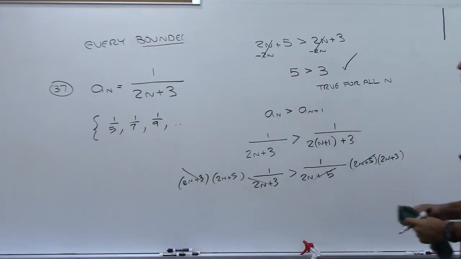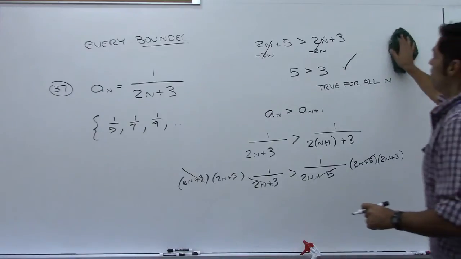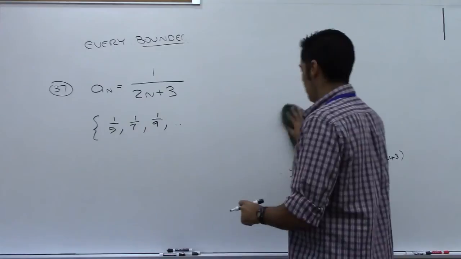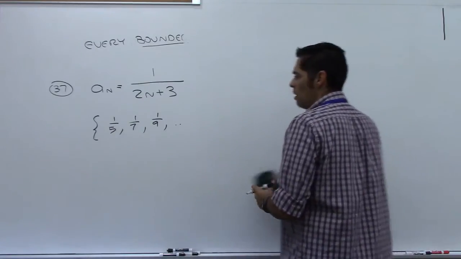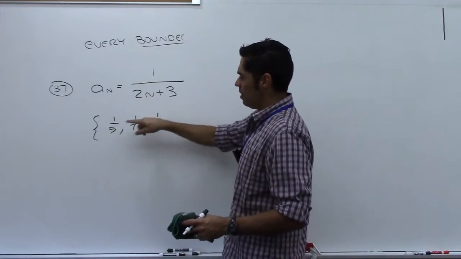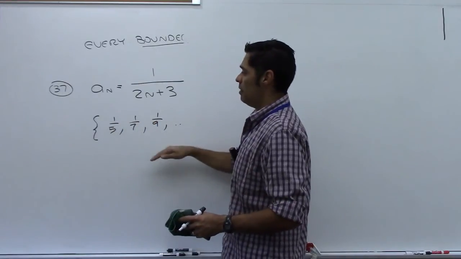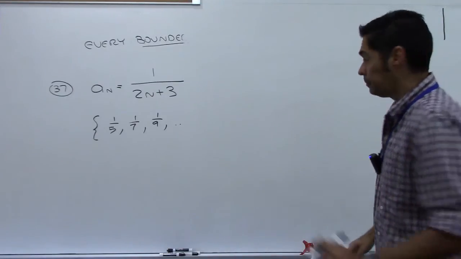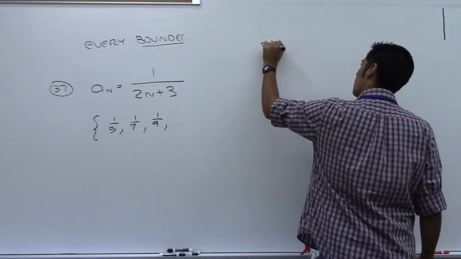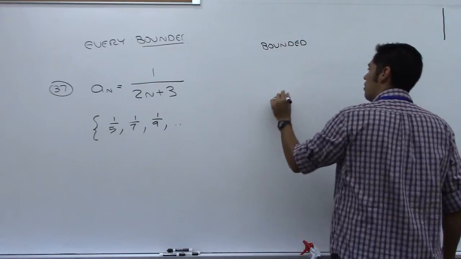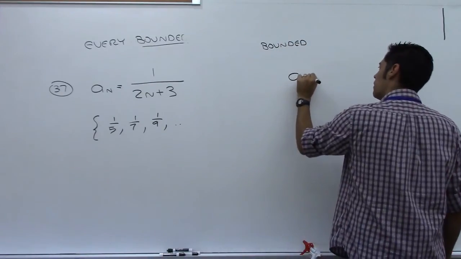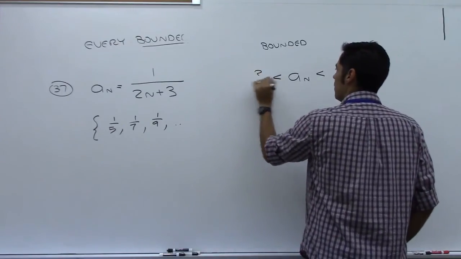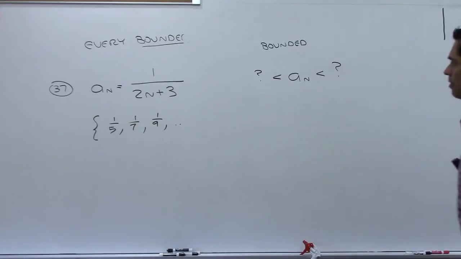Okay, now the next thing to do is to show it's bounded. So to show it's bounded, I have to show that the sequence of numbers always stays between two numbers. These numbers are always bigger than something, and they're always smaller than something. So what does it seem like is reasonable here? So for bounded, I want to show that my sequence, a sub n, is stuck between two numbers, something and something. If I can show that, then I can say it's bounded.